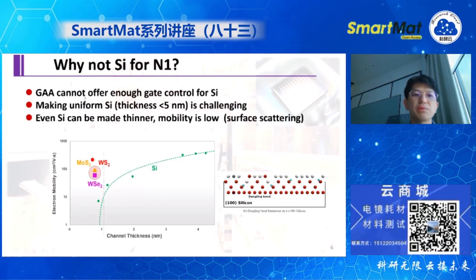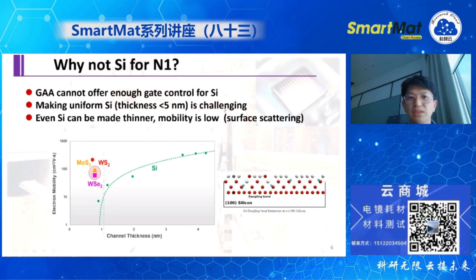Let me explain a little bit more why not silicon for N1. As we mentioned, the gate all-around structure cannot offer enough gate control for silicon. Another thing is that if we want to make the gate all-around structure more efficient, we need to thin down the silicon. Currently we can see that the silicon thickness can probably be pushed down to 5 nanometers, and pushing even thinner becomes very challenging.